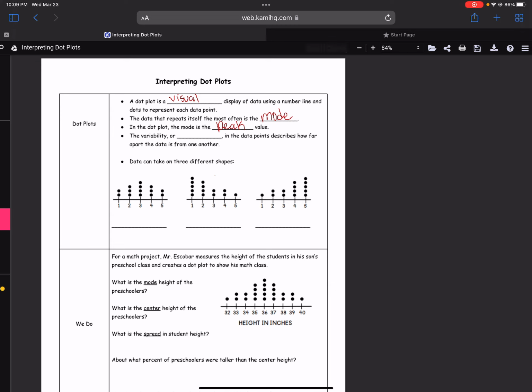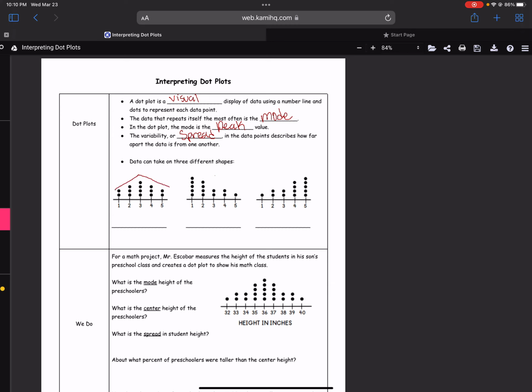and the variability or spread in the data points describes how far apart the data is from one another. So let's go ahead and take a look at these different shapes on the dot plots.